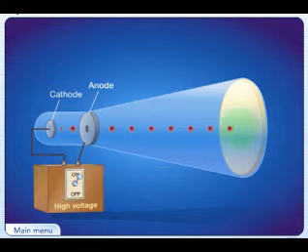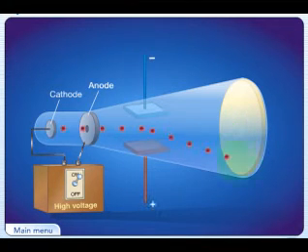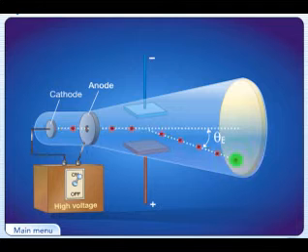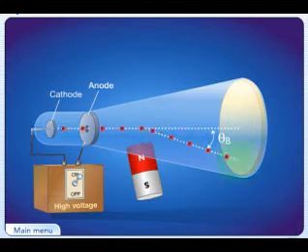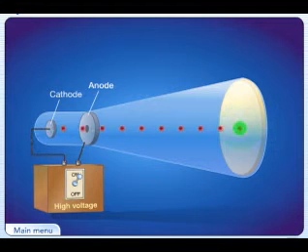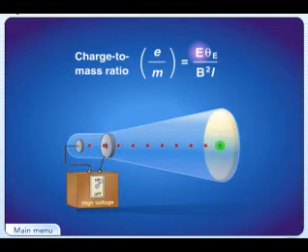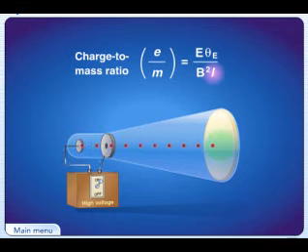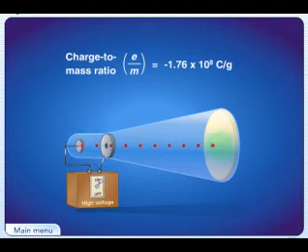In 1897, J.J. Thomson, an English physicist, determined the charge-to-mass ratio of an electron. He adjusted the electric field so that the electrostatic deflection, θE, was the same as the magnetic deflection, θB, and was able to calculate the charge-to-mass ratio of an electron using the following equation, where E is the applied electric field, θ is the angle of deflection, B is the applied magnetic field, and L is the distance traveled by the cathode rays. Thomson determined the charge-to-mass ratio of an electron to be -1.76 × 10⁸ coulombs per gram.